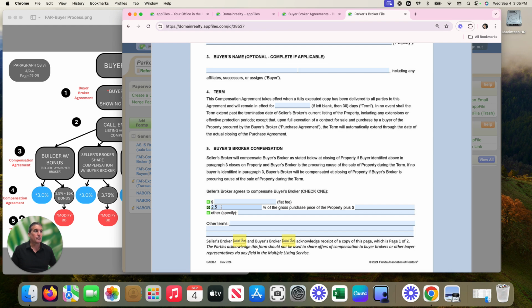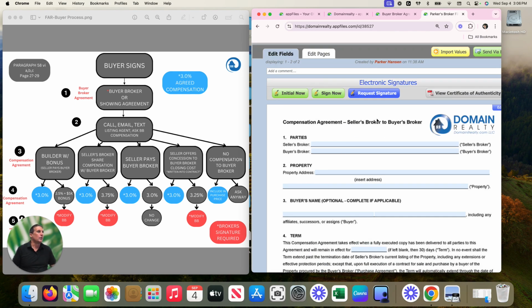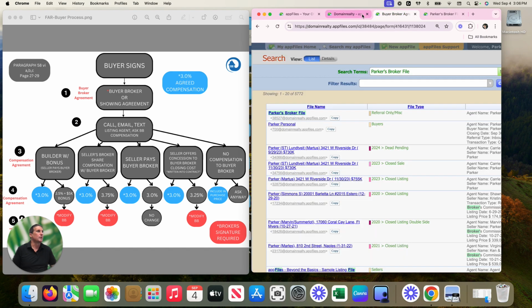If this right here says 3.0 and yours says 3.0, that buyer owes you 0 at closing. If this right here says 1% and that buyer broker that you've got signed says 3%, the buyer owes you 2% at closing. You follow? So in closing, if that listing agent says that they're sharing their compensation at 2.5%, you're going to use the seller's broker to buyer's broker compensation agreement.